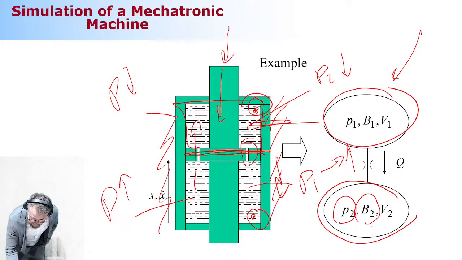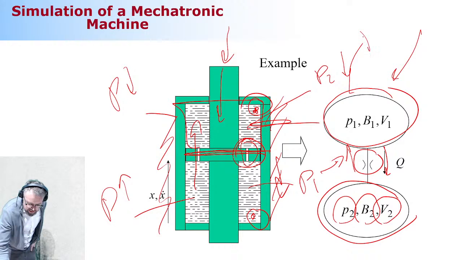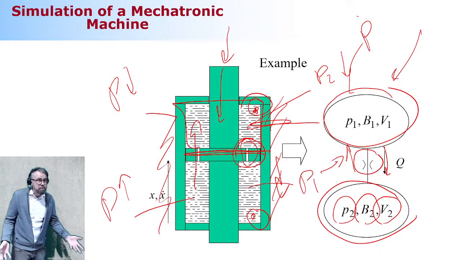And the flow rate travels through these throttles, trying to equalize the pressure difference. That's what it is. The only missing component here is how we can create this differential equation that describes the pressure as a function of time. That's pretty much it.